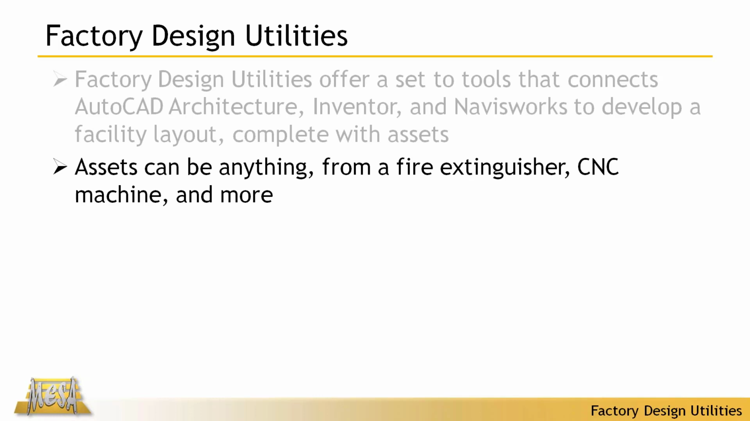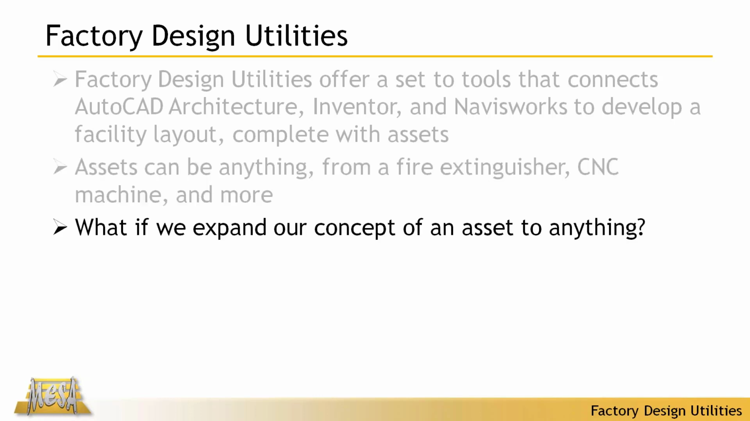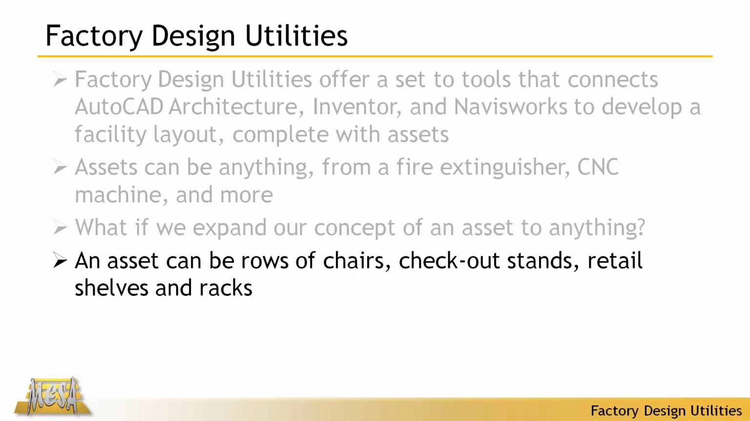Again, the assets can be pretty much anything. You're going to get your building, and your assets, which are pretty much everything else inside. I've seen fire extinguishers, CNC machines, and more. But the main point of this topic is, what if we expand the concept of an asset to anything we could possibly imagine? Any product we make, even a component of a product we make. That asset may be a row of chairs in a concert hall, a checkout stand at a grocery store, shelves and racks in a retail location.